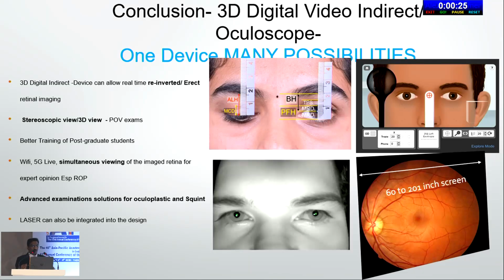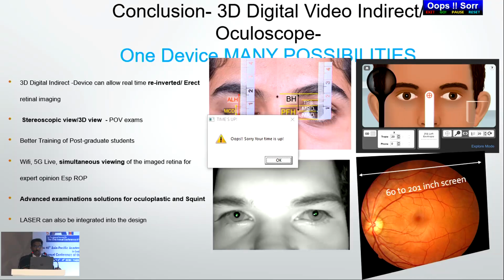So my conclusion is, this is one device with many possibilities. You'll be able to do not only the 3D indirect, but also use it for stereoscopic view, point of view examinations, better training of postgraduates, simultaneous viewing, and advanced examination for oculoplasty and squint is also possible. We can also integrate laser into this device, making it a wholesome device for use in ophthalmoscopy in future.